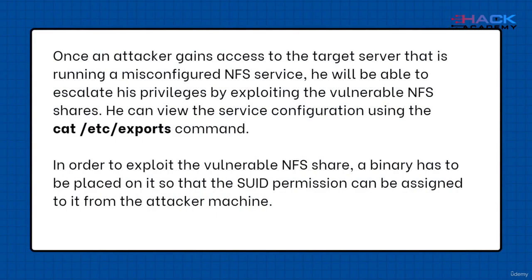Once an attacker gains access to the target server that is running a misconfigured NFS service, he will be able to escalate his privileges by exploiting the vulnerable NFS share. He can view the service configuration using the cat /etc/exports command. In order to exploit the vulnerable NFS share, a binary has to be placed on it so that the SUID permission can be assigned to it from the attacker machine. In the next lectures in this section, we're going to see how we can do just that.